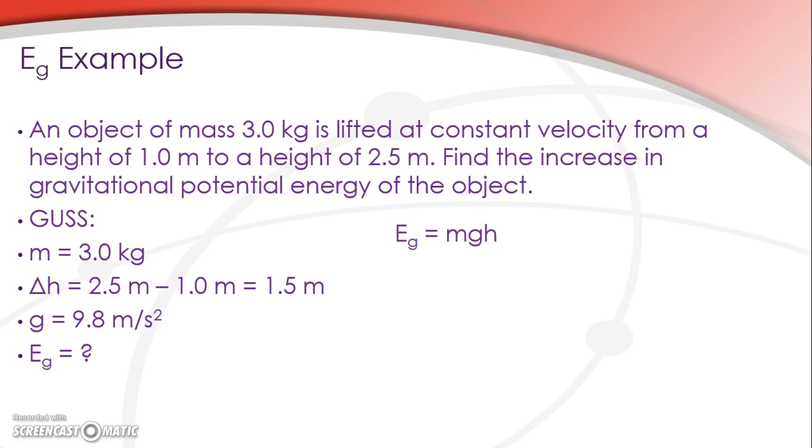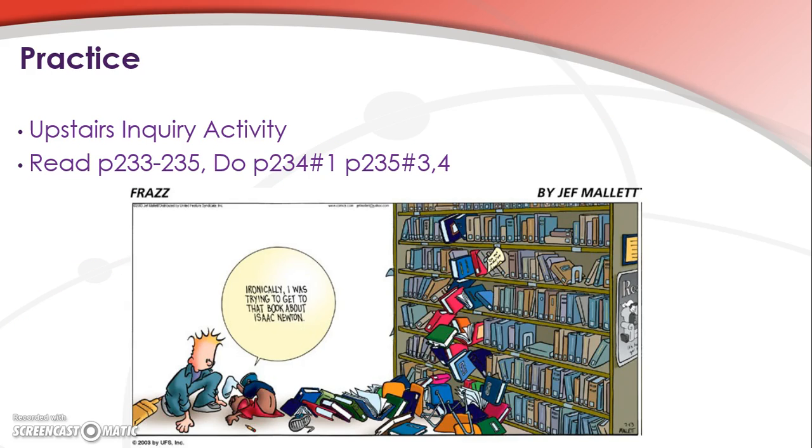So, Eg equals mgh, equals 3 kilograms times g times 1.5 meters, or 44 joules. Pretty simple calculation. Now, having that in hand, we're now in a good position to go and do the inquiry activity.